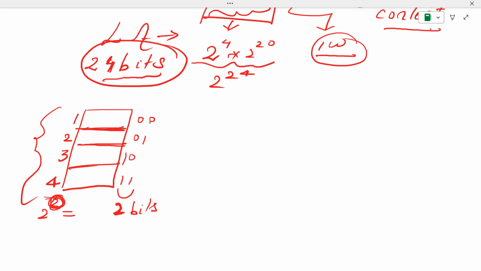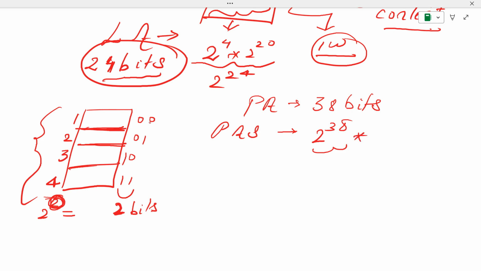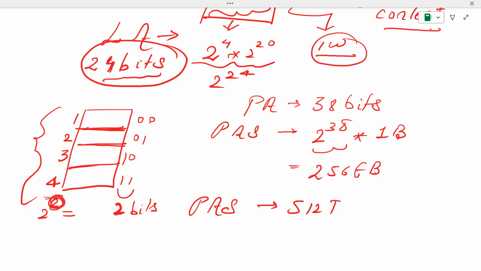So in a similar way we can conclude for the logical addressing scheme. Now, the same goes for the physical address also. If the physical address is represented by 38 bits, and someone asks what the overall capacity is, if it is a byte addressable memory, it is 2 raised to the power 38, the total number of rows, into each row containing 1 byte of data. So it is equal to 256 gigabyte. Okay.